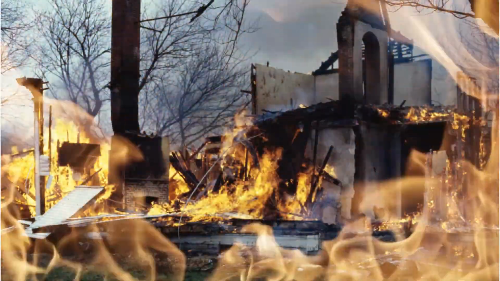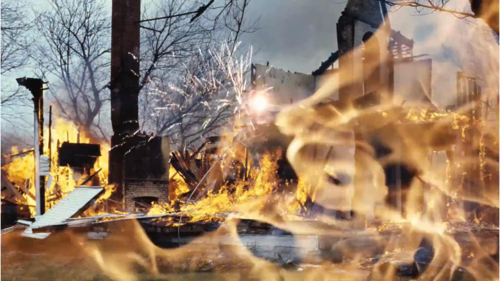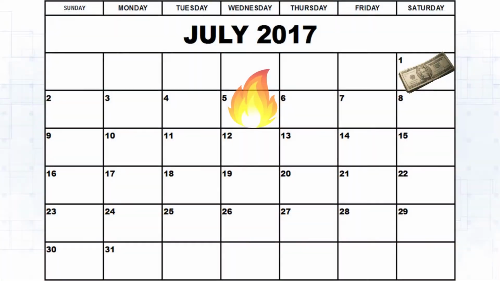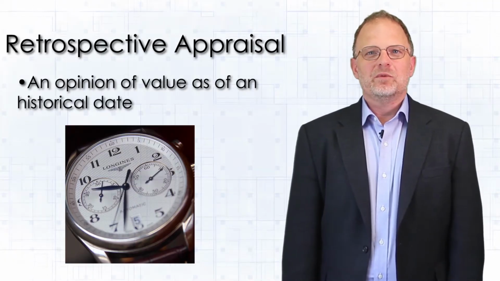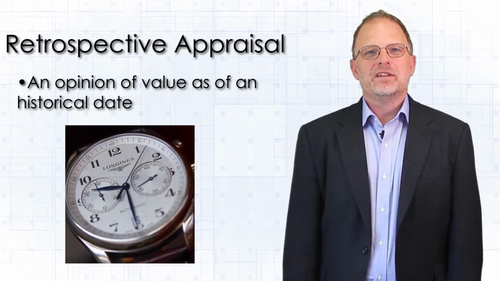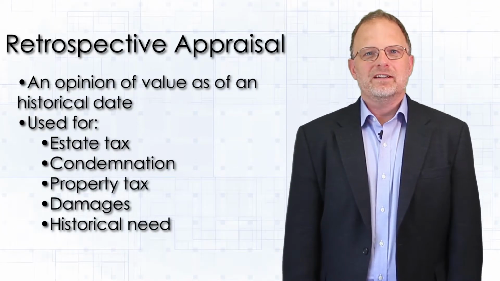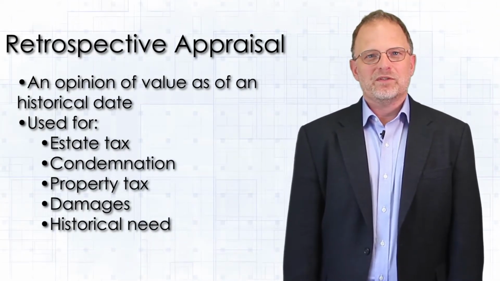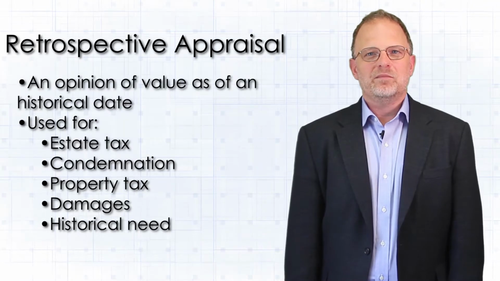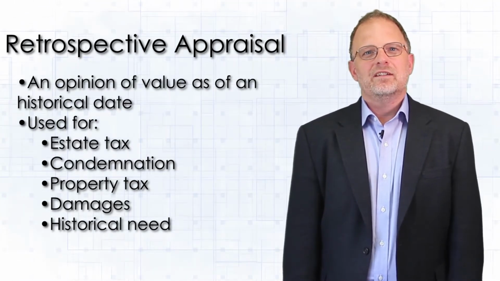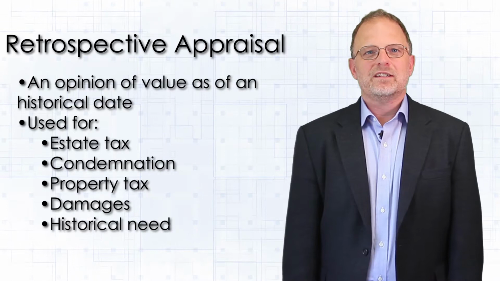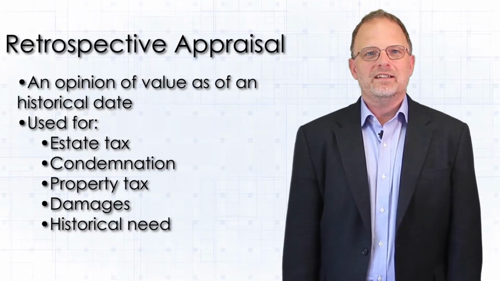Imagine a property that suffered from a fire on July 5, 2017. An appraisal on July 1, 2017 will likely be substantially different from an appraisal on July 6, 2017. A retrospective appraisal would provide an opinion of value as of some historical date relative to the report date. A retrospective value opinion is frequently sought in connection with appraisals for estate tax, condemnation, property tax, damages, or when an historical event causes a need for an opinion of value as of that date.